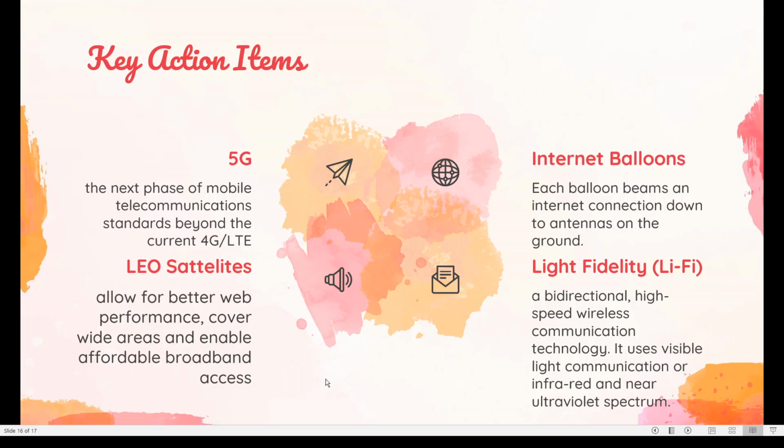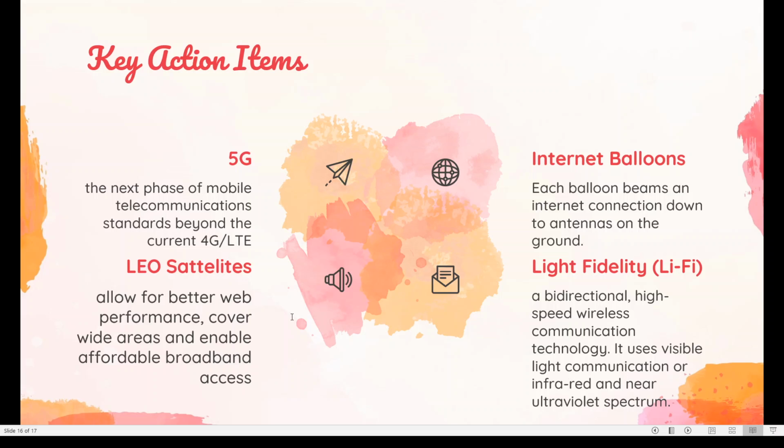So the next one is the LEO satellites or low Earth orbit satellites. So these are satellites that circulate closer to the Earth. As these satellites circulate closer to the Earth, it will also allow for better web performance, and it can cover wide areas and enable affordable broadband access.